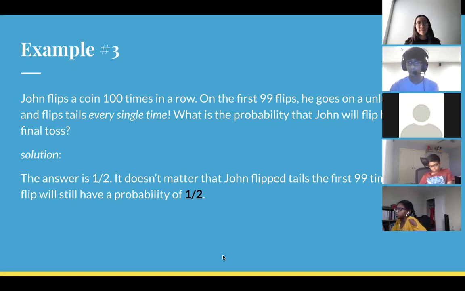Like you think you flipped it 99 times and it's always tails, so I have to get heads on this final toss, but no, that's not really the case. It's going to be the same probability as it was for the first 99 flips.